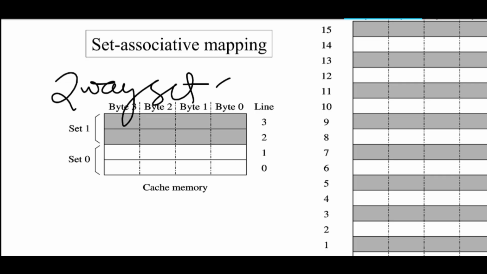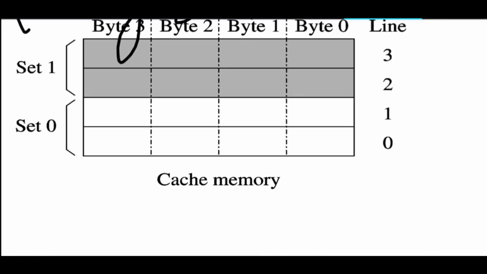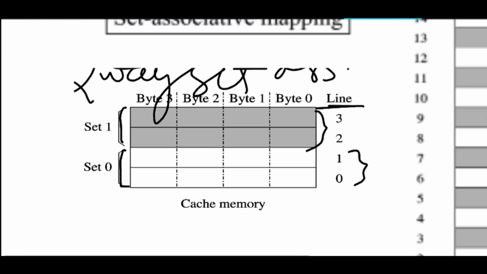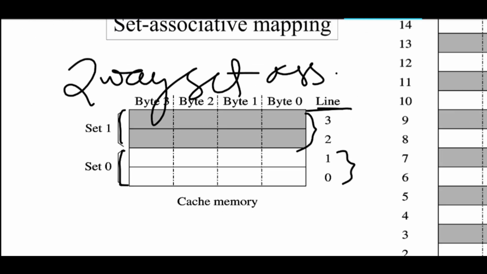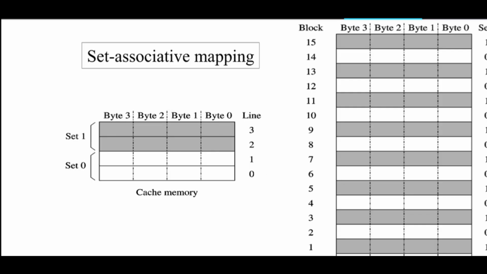Two-way set associative. How is this? I have to tell you that this is a set, and this is two lines. In set 0 there are 2 lines. In set 1 there are also 2 lines. If a single set has 2 lines, then it is two-way set associative. If it has 4 lines, then it is four-way set associative. The lines are also called ways.